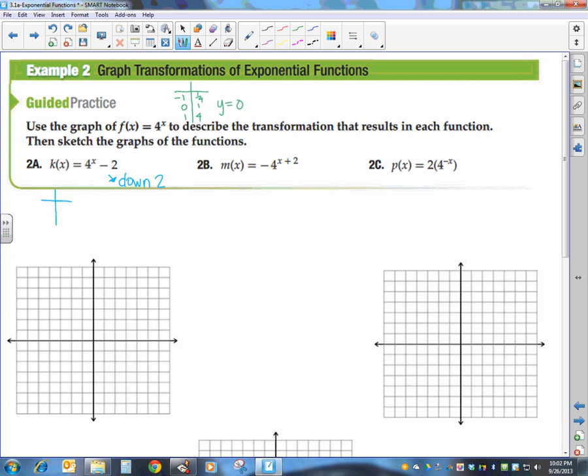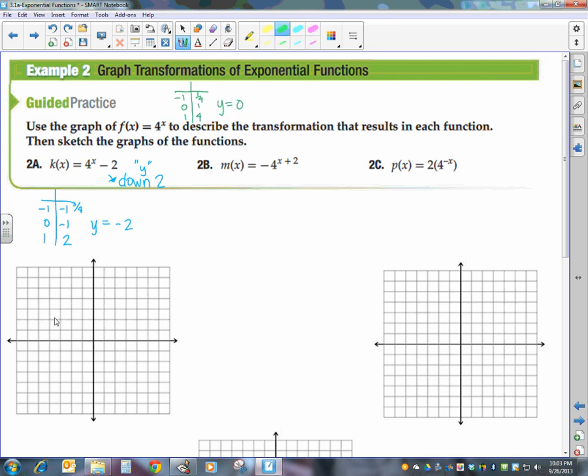So what I'm going to do, okay, remember that it affects the y value. So I'm going to keep my x values the same, but I'm going to subtract 2 from each y value. So 1/4 minus 2 is -1 and 3/4. 1 minus 2 is -1, and 4 minus 2 is 2. And again, my asymptote was y equals 0. Now it will be y equals -2.